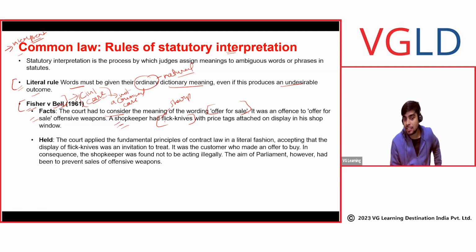So this shopkeeper actually tried to sell the knives with a price tag. Here the court case started, and this case was disputed on the definition of offer for sale. What is offer for sale? The shopkeeper said that he never made an offer for selling the goods, so he should not be part of this act. This was the contention.